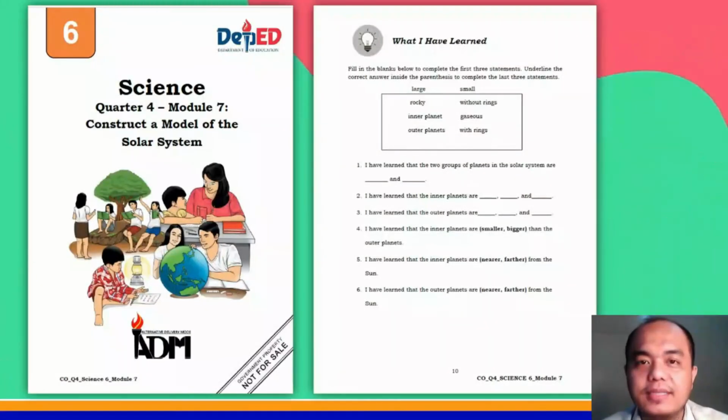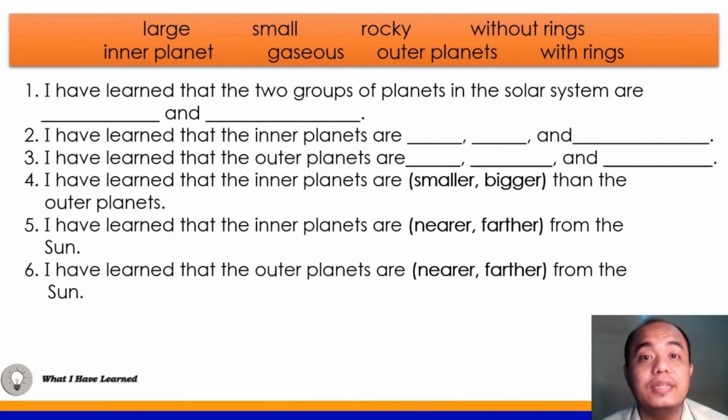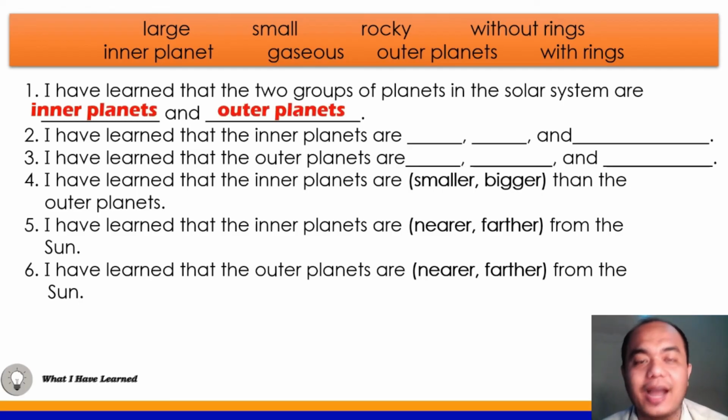Now, this time, let's have the what I have learned part of your module. Now, direction, fill in the blanks below to complete the first 3 statements and underline the correct answer inside the parentheses to complete the last 3 statements. Number 1, I have learned that the 2 groups of planets in the solar system are blank and blank. Yes, it's inner planets and outer planets.